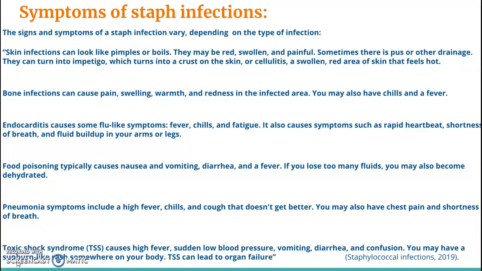Food poisoning typically has a gastroenterological response, including vomiting and diarrhea, which can lead to dehydration. Pneumonia symptoms are typically high fever, chills, and a cough that doesn't improve. And toxic shock syndrome can be very serious. It can lead to organ failure. It starts with high fever, low blood pressure, vomiting, diarrhea, and confusion, and sometimes there is a rash.